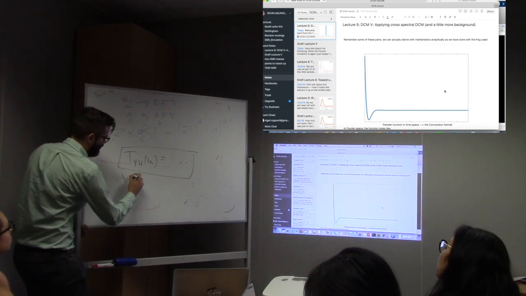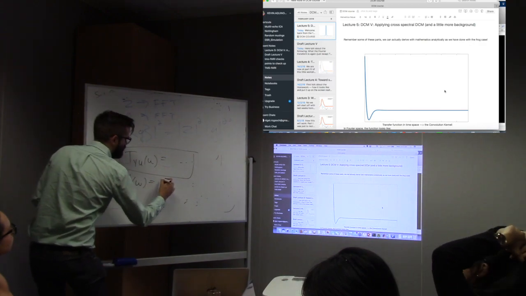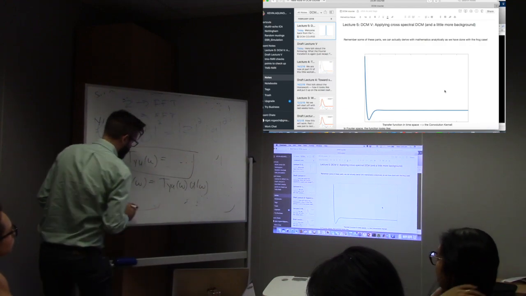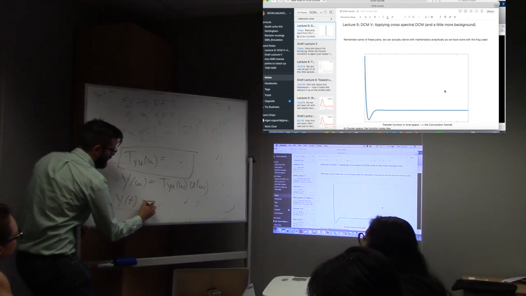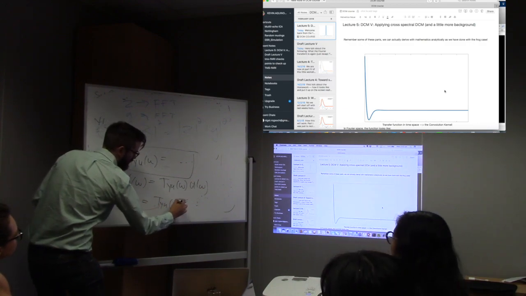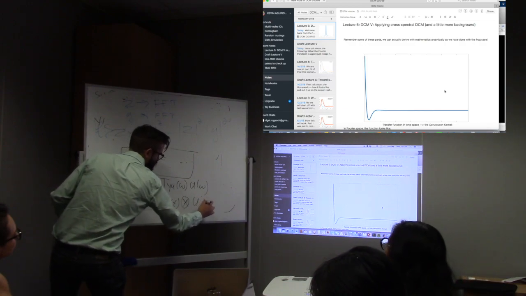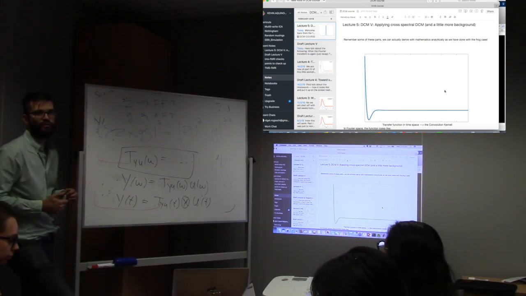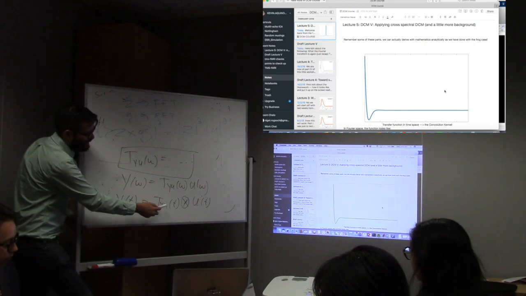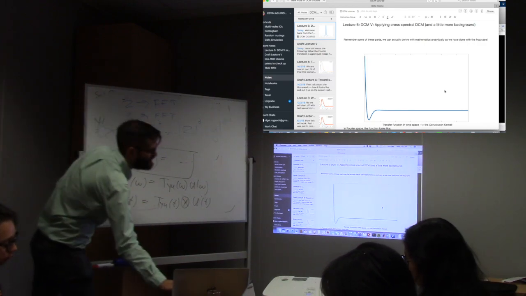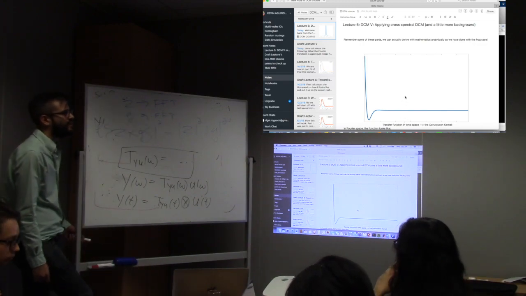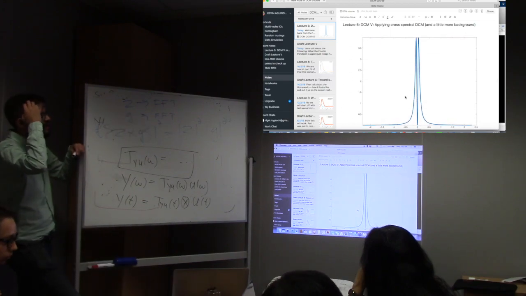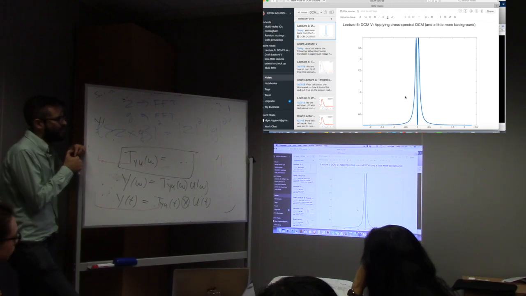Okay? So you can calculate y of omega is equal to T of y from u of omega times u of omega, or y of t equals T of y from u in time convolved with u of t. It's the same thing because of this Fourier convolution theorem. So what that looks like in time for our frog mosquito system is this. That's our convolution kernel. But in Fourier space, it looks like that. So you take whatever input you have, and you modulate it by this function, which gives you the output frequency spectrum.